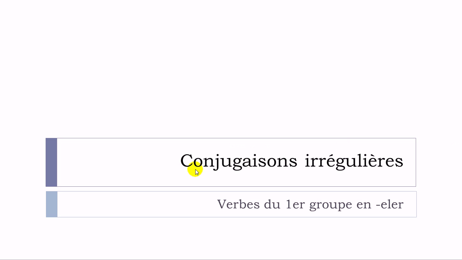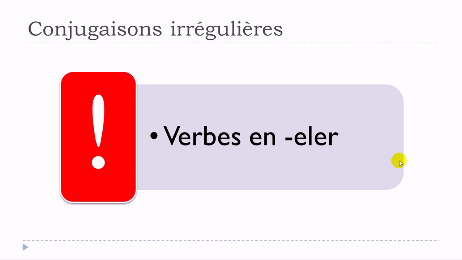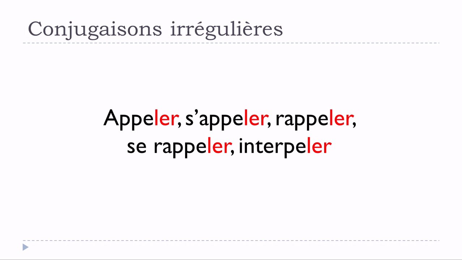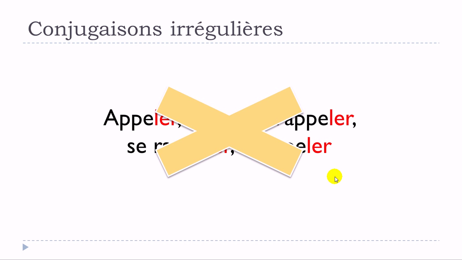And in this lesson, we'll see les conjugaisons irrégulières, and especially the verbs that end with -eler. These are verbs from the first group, so regular verbs, but in some cases they will be a little bit modified. The first thing we should say is that verbs like appeler, s'appeler, rappeler, se rappeler, or interpeller actually won't follow the rule that we will see in this video. I will make a special video right after this one, and we'll see how they are modified, because they are modified as well in a way, but they don't follow the rule that we'll see in this video.